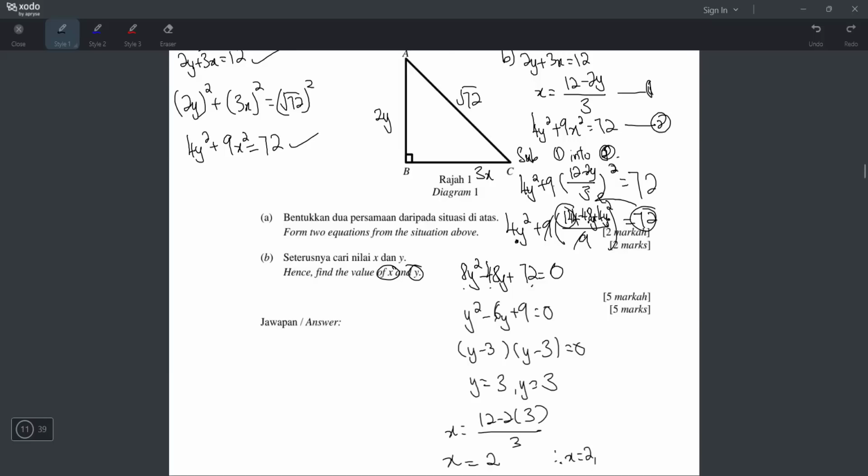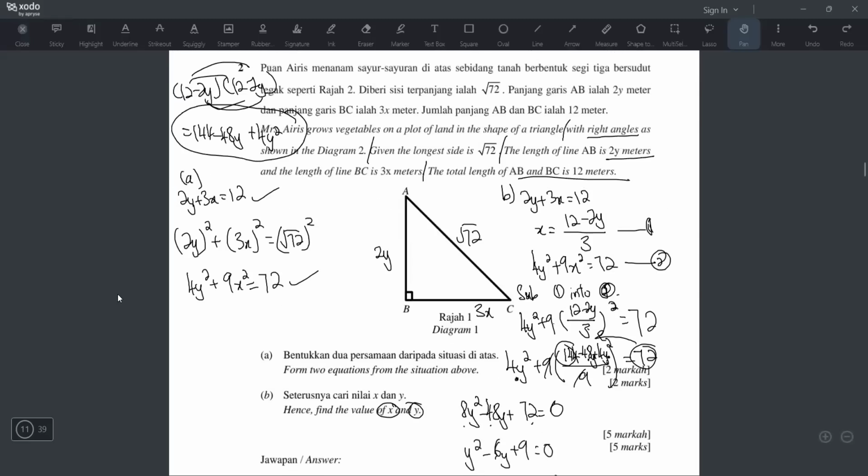Okay, let's write cm. Yeah, because x tu adalah panjang kan, and then y is 3 cm. Okay, so soalan nak cari apa? X and y. So inilah jawapan dia. Okay, that's all. Done.